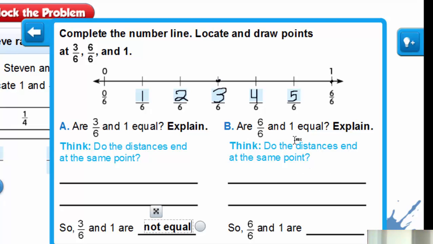All right, now let's look at part B. Are 6/6 and 1 whole equal? Let's see, here's the dot for 6/6. Here's the dot for 1 whole. It says to think, do the distances end at the same point? Well, seeing as we have 6/6 here and 1 whole, and we have the point right there, I would say yes, they end at the same point. So we would say 6/6 and 1 whole are equal. That's right. Good job.